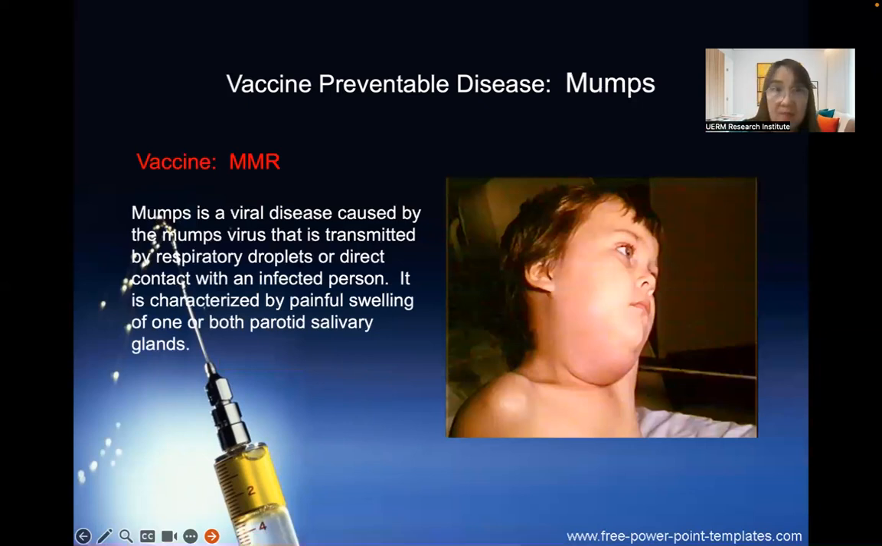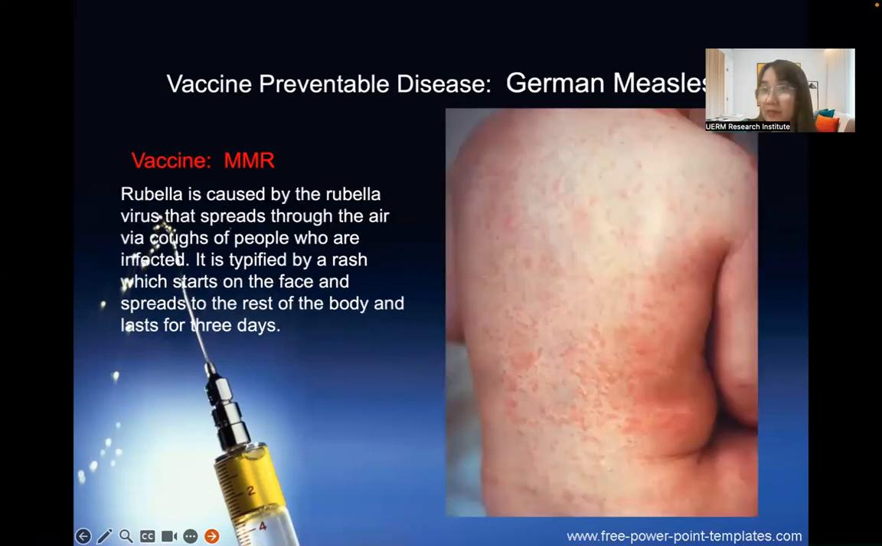So this is mumps, which is a viral disease caused by the mumps virus that is transmitted by respiratory droplets or direct contact with an infected person. It is characterized by painful swelling of one or both parotid salivary glands. And rubella is caused by the rubella virus that spreads through the air via coughs of people who are infected. It is typified by a rash which starts on the face and spreads to the rest of the body and lasts for 3 days.